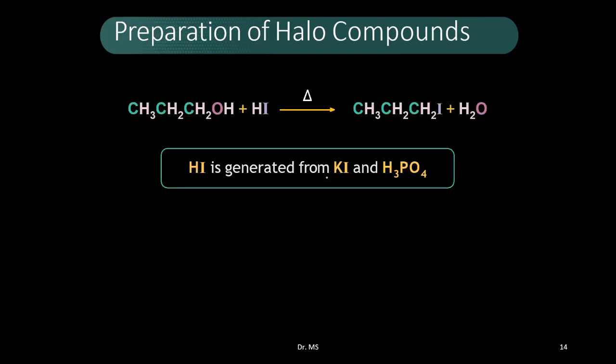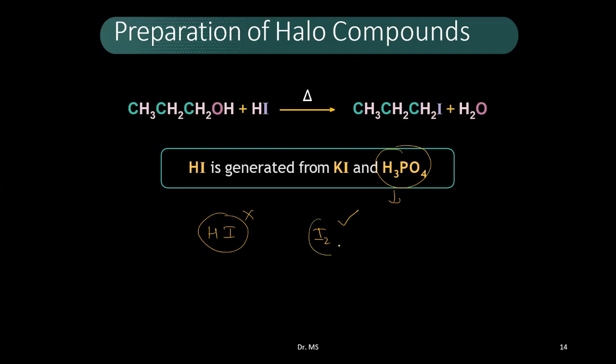And remember, we cannot generate HI using sulfuric acid here. You can see here, you only use the phosphoric acid, but not the sulfuric acid, because sulfuric acid will act like a strong oxidizing agent. Instead of making HI, it turns out to be I2. So that's why we will not use sulfuric acid. If we use sulfuric acid, we will not get the HI. We will get the iodine.